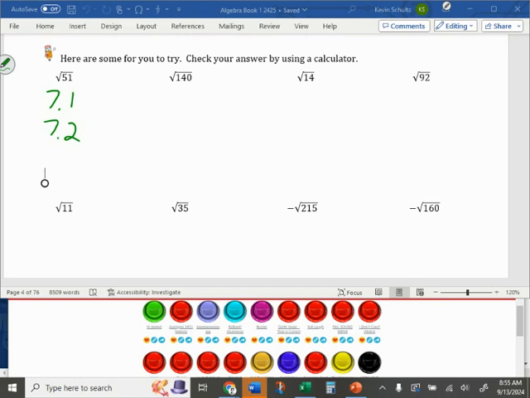Root 140, what did you come up with here? 11.8. 11.8, 11.9, 11.7. Yeah, basically you're looking at root 121 and root 144, meaning that it's between 11 and 12, right? Root 140 is much closer to root 144 than it is to root 121. Therefore, it's going to be closer to 12 than it is to 11. And that's where people got 11.7, 11.8, 11.9, somewhere in that range. Okay? What about 11.6? I'll accept that one too.